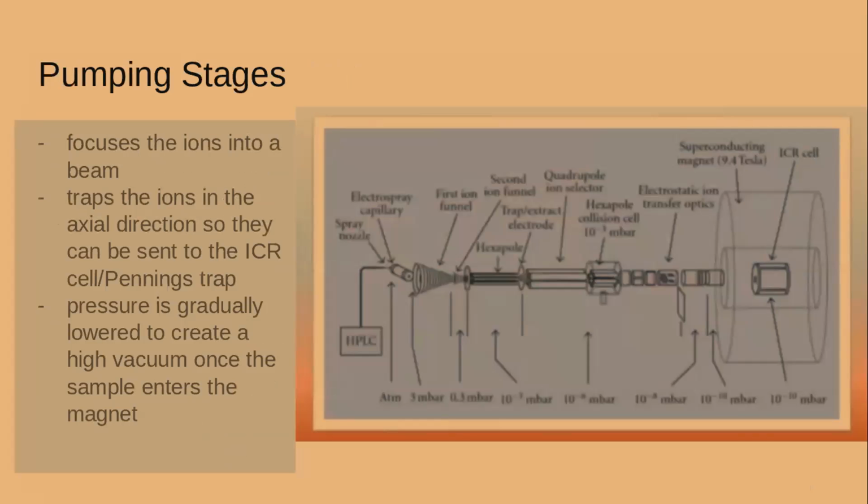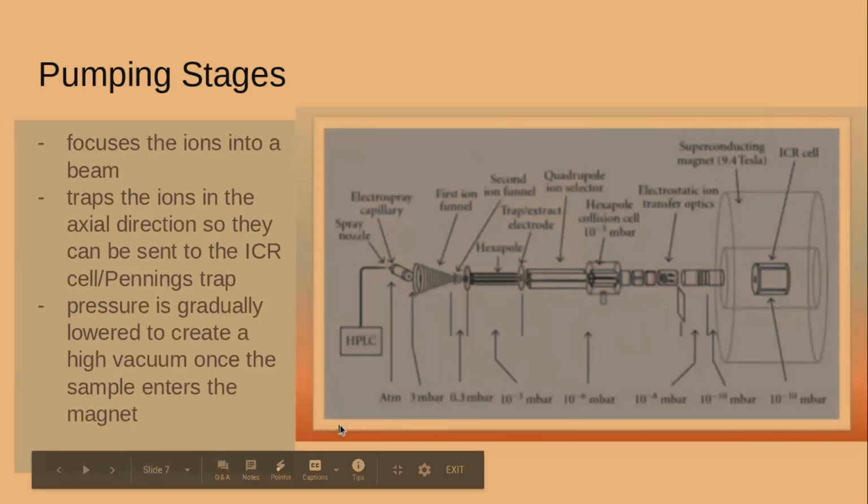And so after the sample is ionized, like I said, it goes through these series of pumping stages. This is just one schematic that I've looked at, but from what I've read, it can be customizable in terms of what is shown. So there are ion funnels which focus those ions into a beam. And you have hexapoles, which are like quadrupoles, but with more poles. And some of these traps essentially trap the ions so that they move in this axial direction, because the goal is to get them into the ICR cell.